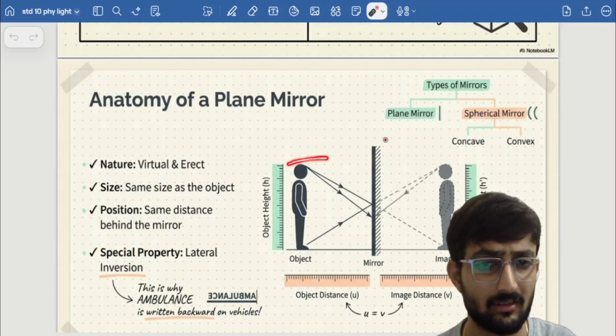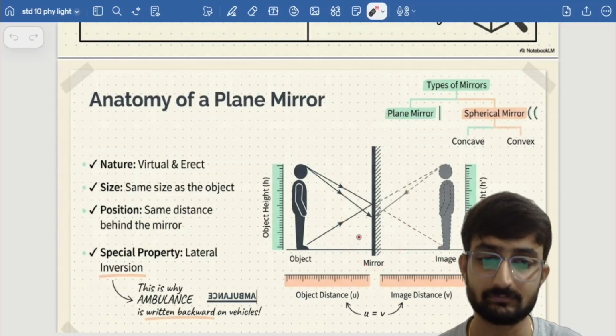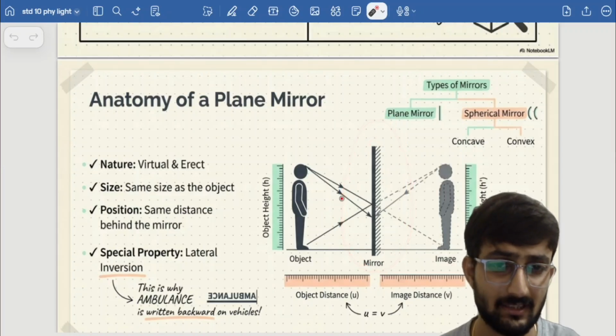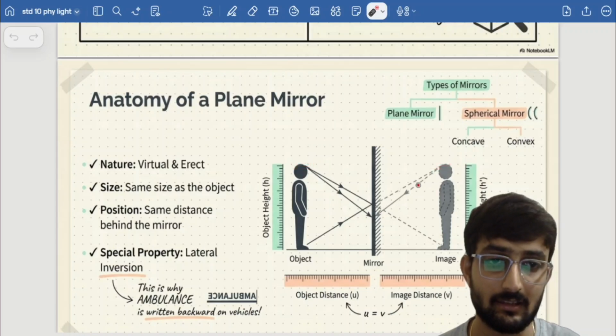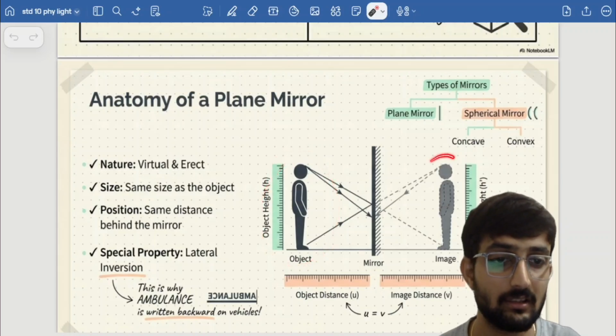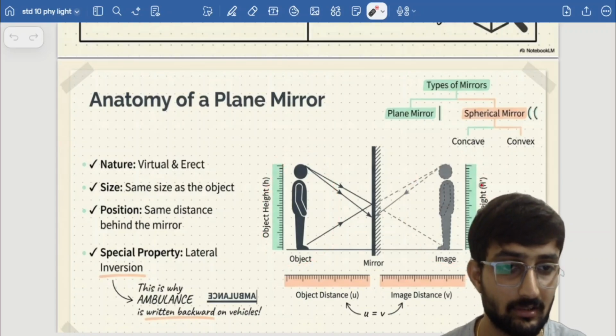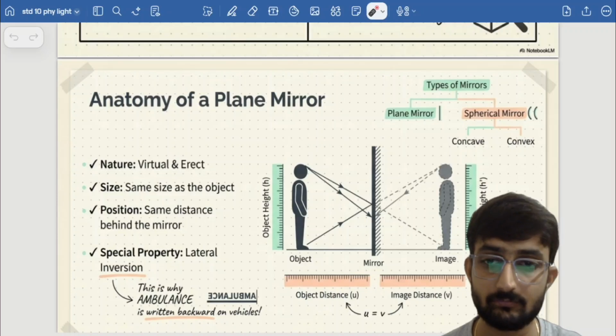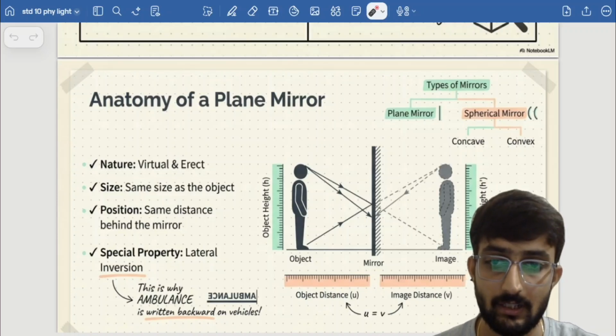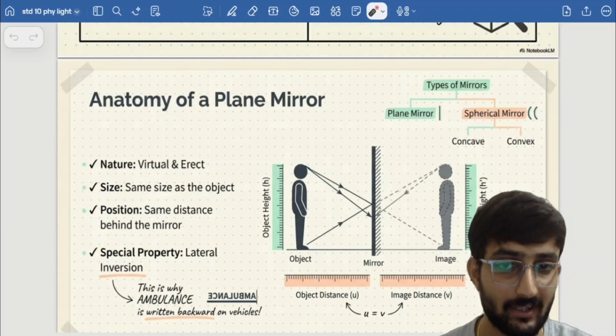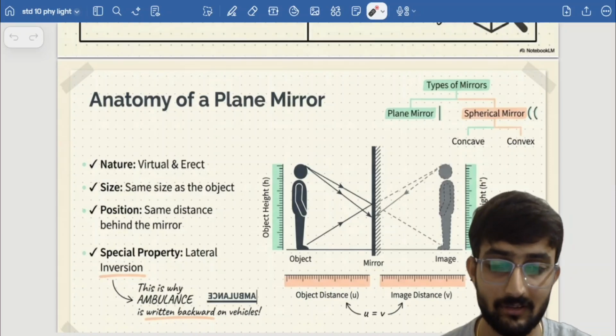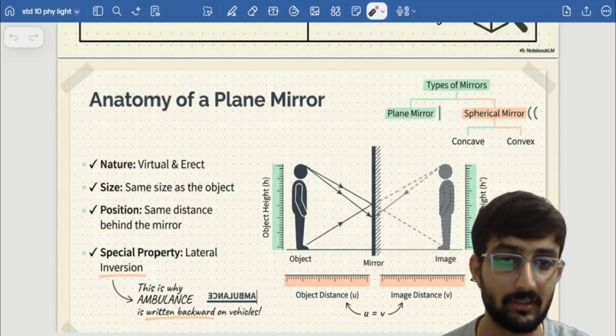When you see in your bathroom mirror or any shiny surface, your height is always equal to your image. Okay, your actual height is equal to the actual height of the image. And the third one is the position is perfect to match. The image is located at the same distance behind the mirror as the object is in front of it.